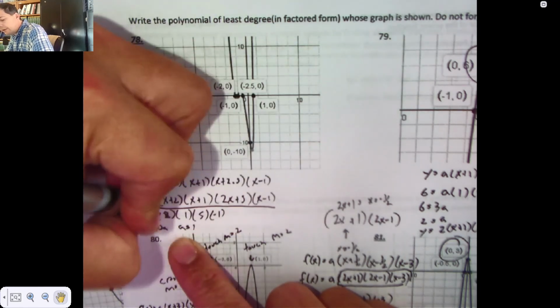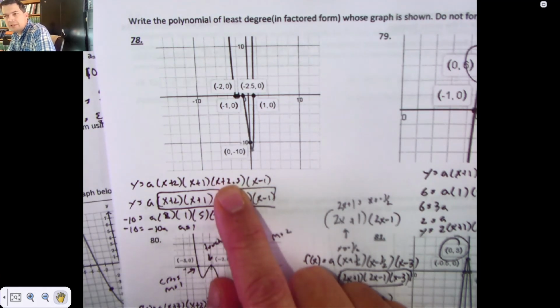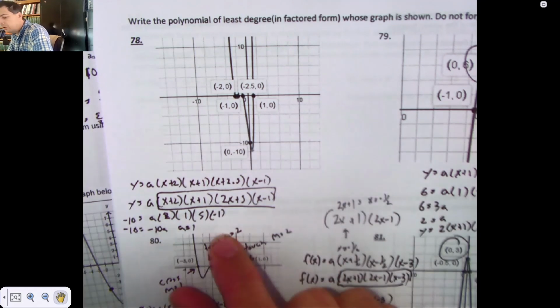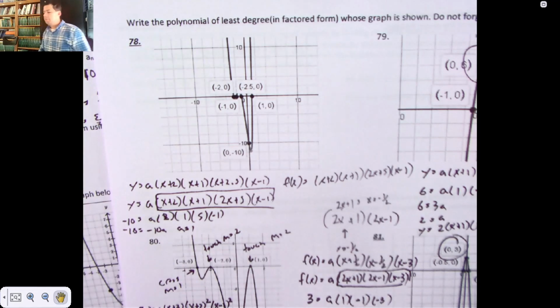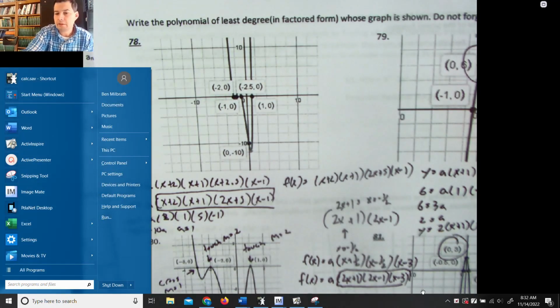So this was it right here. A lot of times whenever you rewrite these funny looking factors with decimals or fractions so that the coefficient on x is a whole number, the a value is 1. But not always. So f of x is x plus 2 times x plus 1 times 2x plus 5 times x minus 1. And that's where I got to stop. So that was 78 through 82, because it's time to go herd a copier.